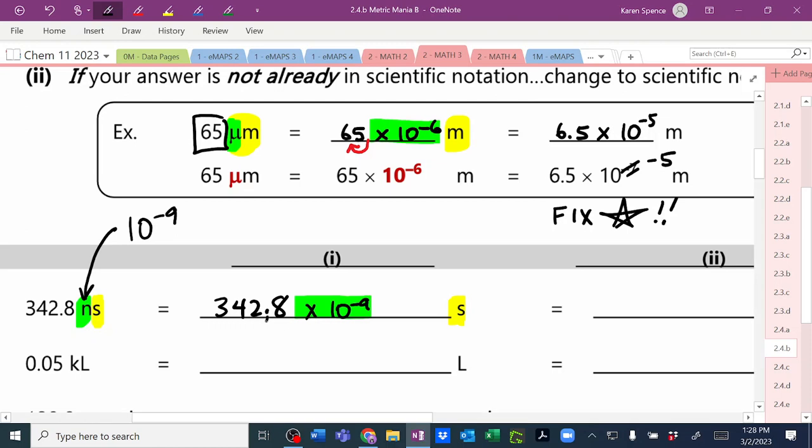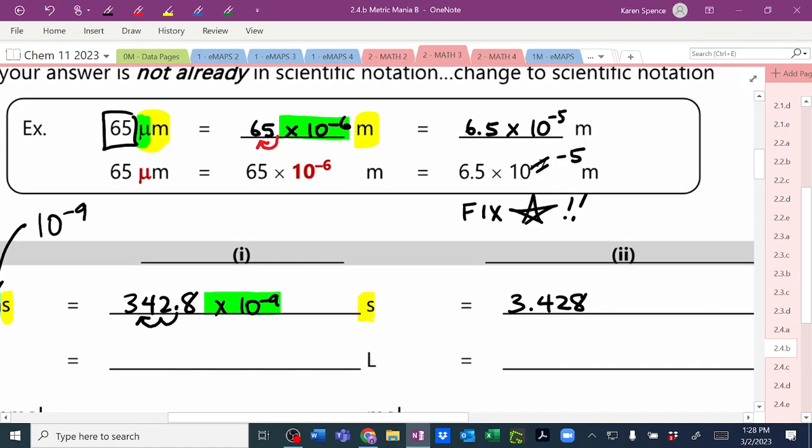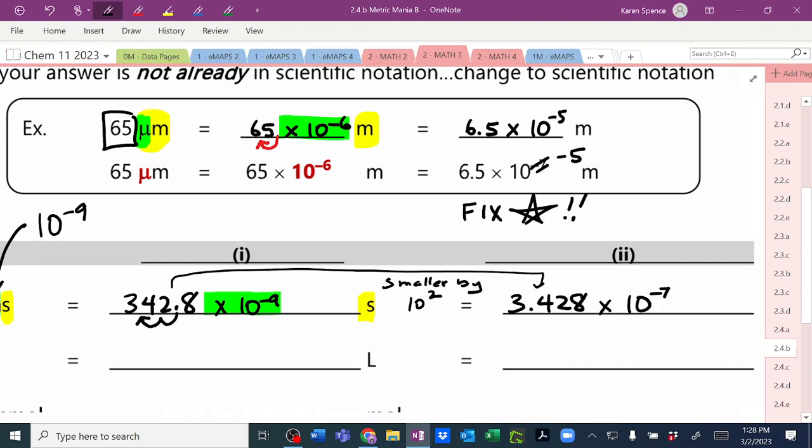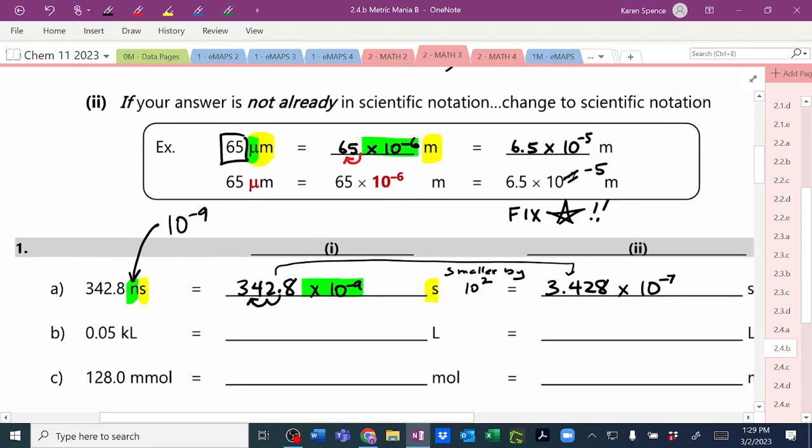And now we're going to move that decimal place 2 places to the left, so that gives us 3.428. So now we have one digit in front of the decimal. This got smaller by 10 to the 2. Therefore, our exponent has to get bigger by 2. So that's a couple of examples that are going to get you through exercise number 1.